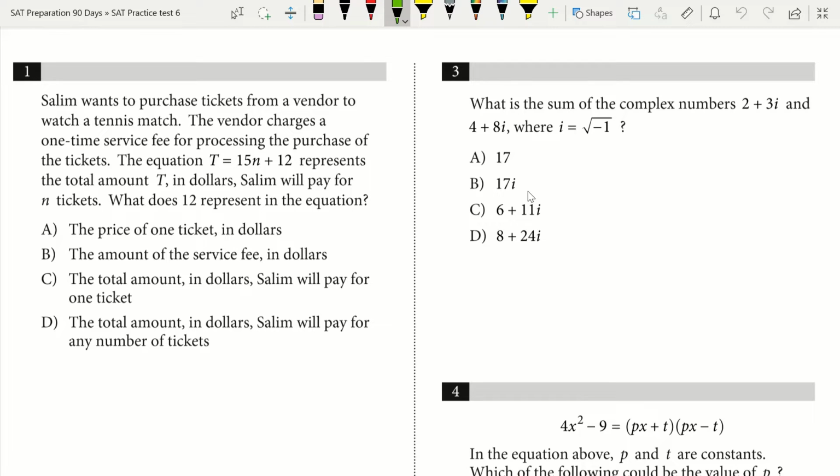All right, Salim wants to purchase tickets from a vendor to watch a tennis match. The vendor charges a one-time service fee for processing the purchase of the tickets. The equation T equals 15n plus 12 represents the total amount T in dollars Salim will pay for n tickets. What does 12 represent in the equation? I see 12 as my intercept, so 12 must be that one-time service fee. So I look at my answers. I see B is the amount of the service fee in dollars. B will be my correct answer for number 1.